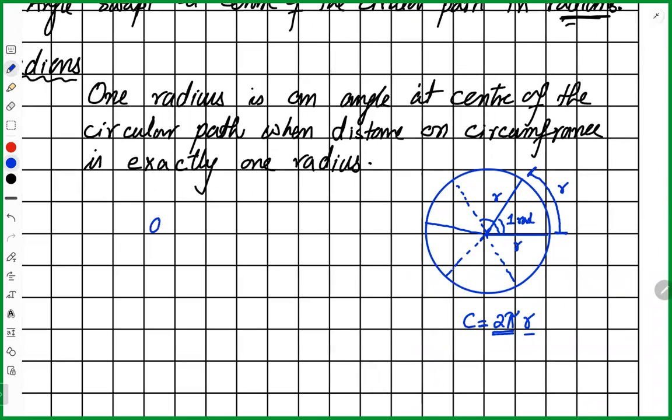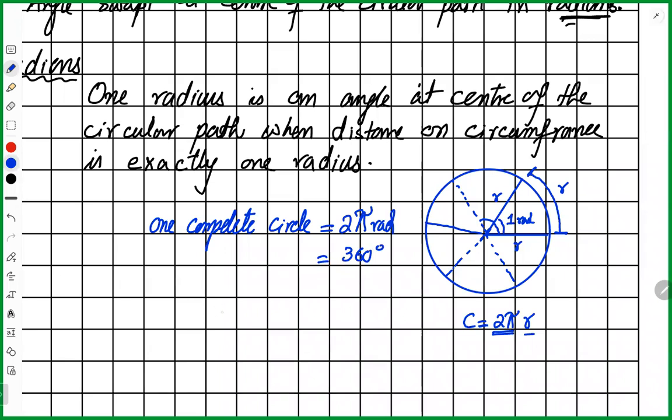Yes. One complete circle is 2 pi radians. But we know in degrees, how many degrees are there in one complete circle? 360.